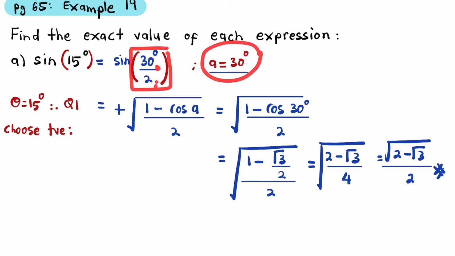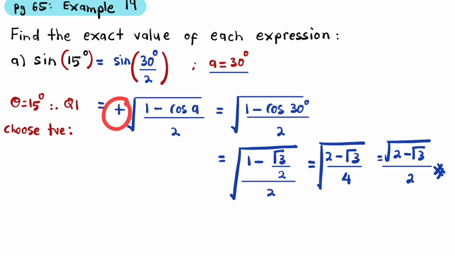So this one can give you an exact value of a special angle. But you have to choose from the formula whether you want to take the plus or minus on the front side. Since your 15 degrees falls on quadrant 1 and your sine is positive, you take the positive sign. Then the rest of it, just simply substitute. Cosine 30, you know the exact value, square root of 3 over 2, then simplify.